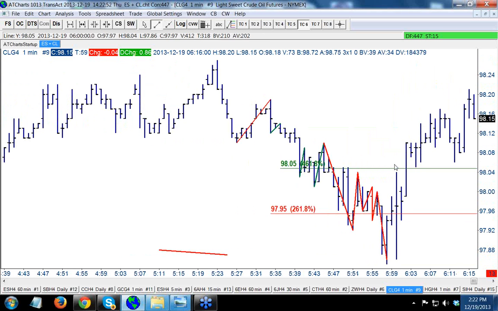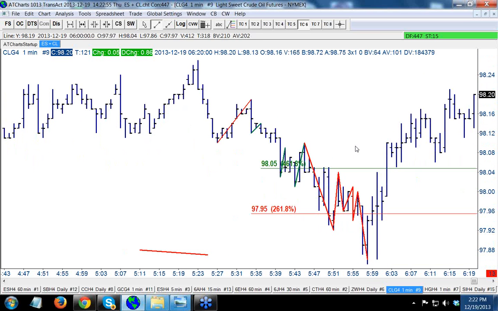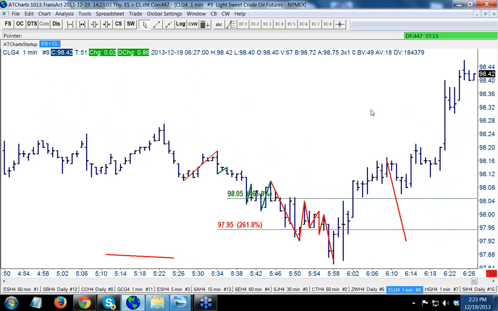Now, once that zone gets hit, it goes up. Once it goes up, a lot of times they'll go up here and they'll retest the low. Okay. Guess what? This time it did not. It did not.